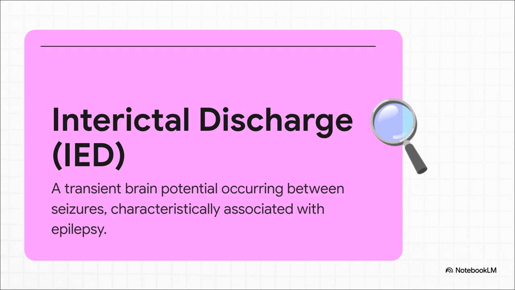Interictal just means between seizures. So think of IEDs as the electrical footprints that epilepsy leaves behind. They're these little telltale blips that act as biomarkers for a brain that's prone to seizures. When you order an EEG for a suspected seizure, this is the main thing you're hoping to find.